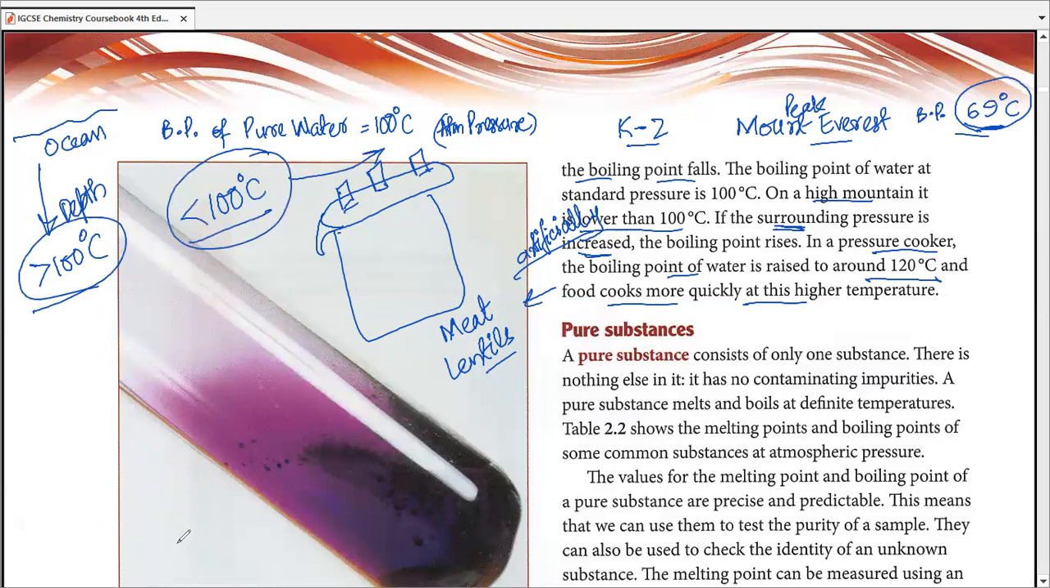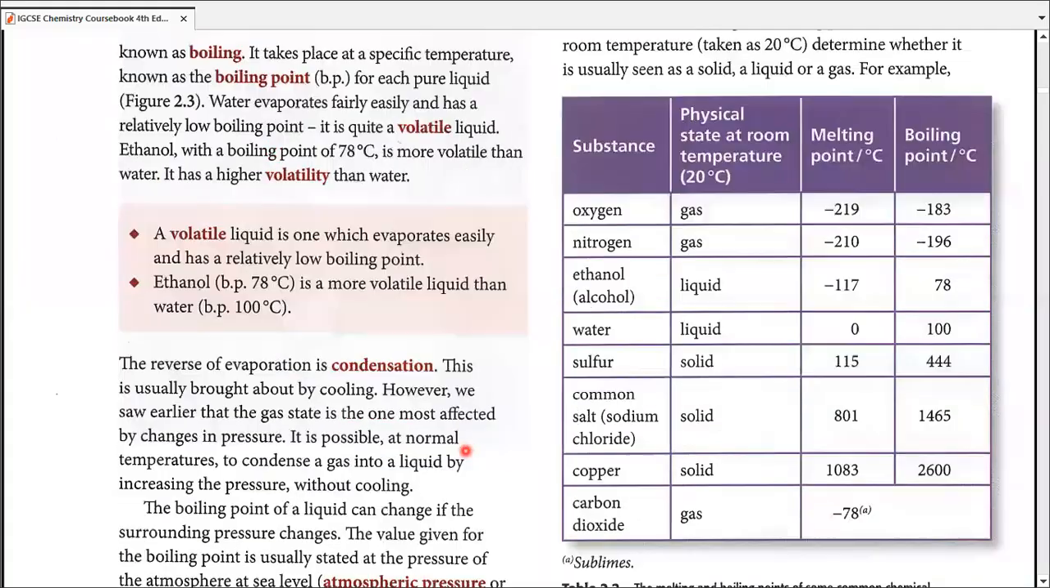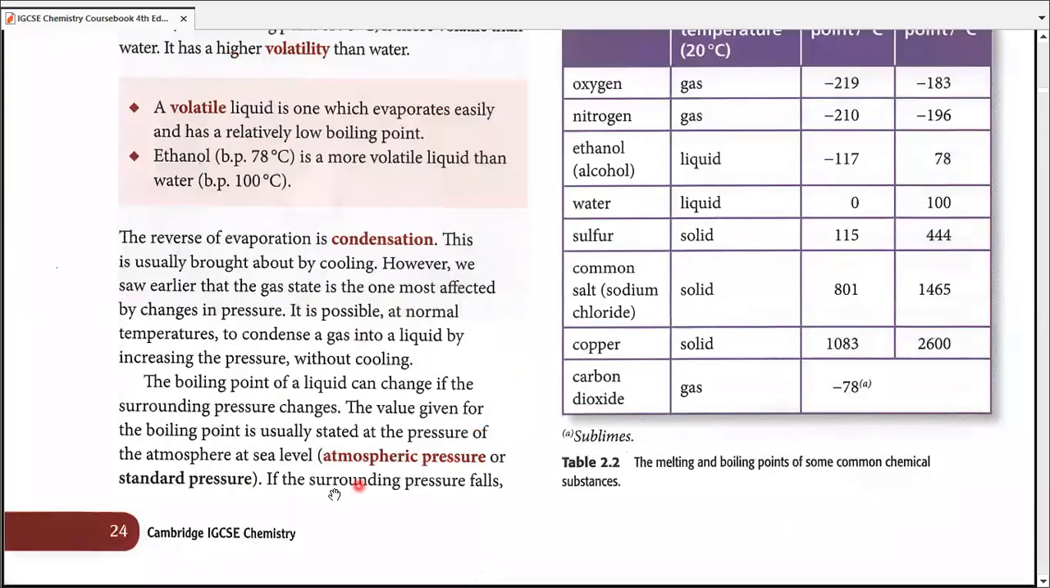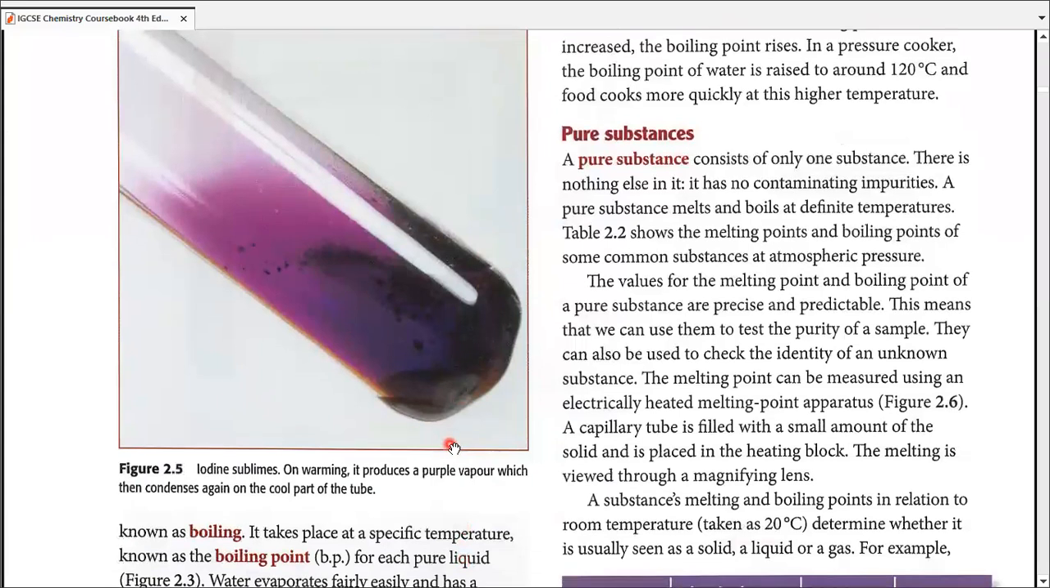Yes, sir. Okay. So now you know how to link these values and how to answer these questions. You also understand the definition of atmospheric pressure or standard pressure, which is taken at sea level or ocean level. Good enough? Yes, sir. A couple more points before we wind up the class.